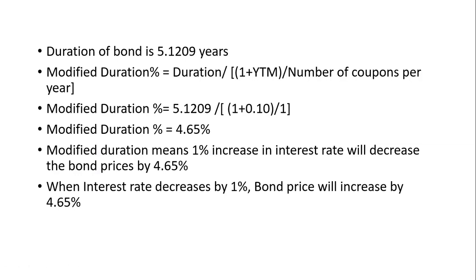This means a 4.65% change in the bond price with respect to a 1% change in interest rate. When interest rate increases by 1%, it will result in a decrease in bond price by 4.65%. When interest rate decreases by 1%, bond prices will increase by 4.65%.